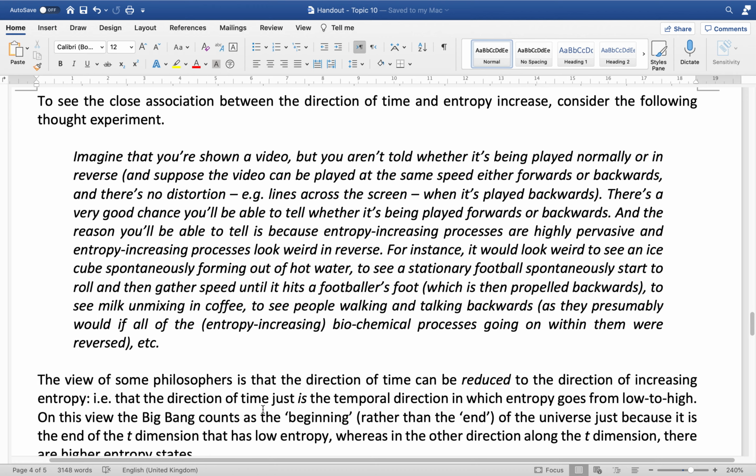And arguably, the reason you'll be able to tell is because entropy increasing processes are highly pervasive and they look very weird in reverse. So, for instance, it would look weird to see an ice cube spontaneously forming out of hot water, to see milk unmixing in coffee, to see a stationary football spontaneously start to roll and gather speed until it hits a footballer's foot, which would then be propelled backwards. So this would be the reverse of an object slowing due to friction, which is an entropy increasing process.